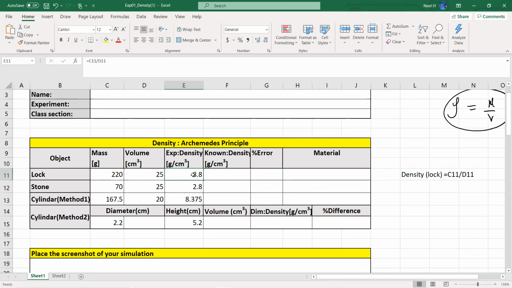Okay, in Excel we don't usually write the numbers. If you want to do any calculation, don't type 220 after the equal sign. Just click on the cell where that number is, C11, okay? Divide by, the volume is right here, just click on that, D11. Then you hit enter. There's nothing wrong with typing in the numbers, but in Excel, the easiest way is actually to use the cell name, okay?